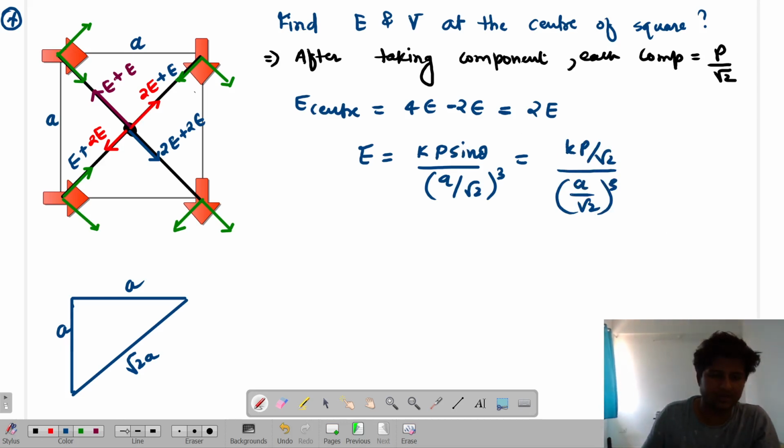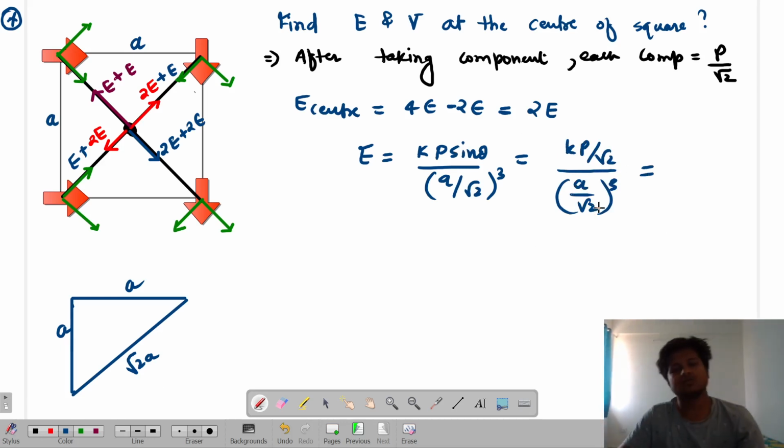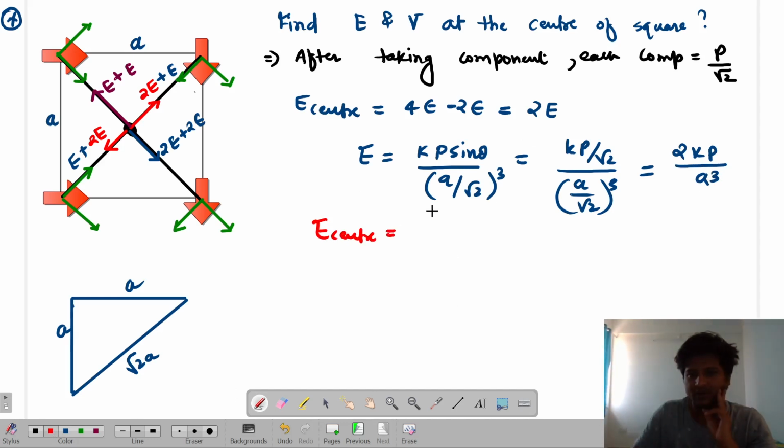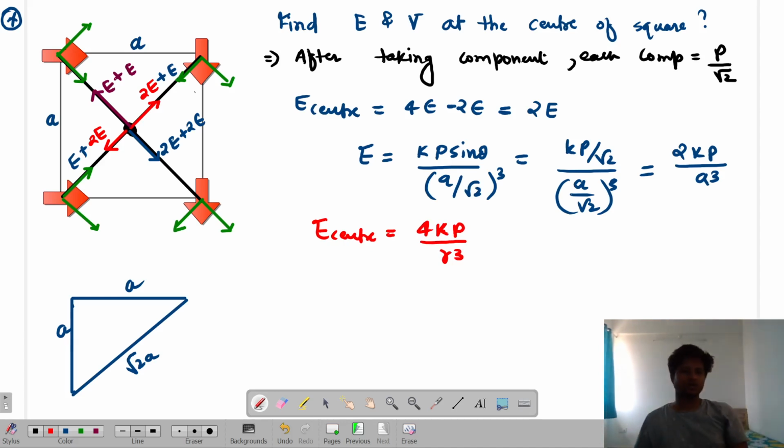Is that clear? So what I get? This is root 2 cube, one root 2 cancels, and 2 square is 2. So this is twice Kp by A cube. Are you able to get me or not? So net electric field at the center is twice E. So that means E at the center is simply how much? 4 Kp. Are you able to get me? Is that clear? Perfect.